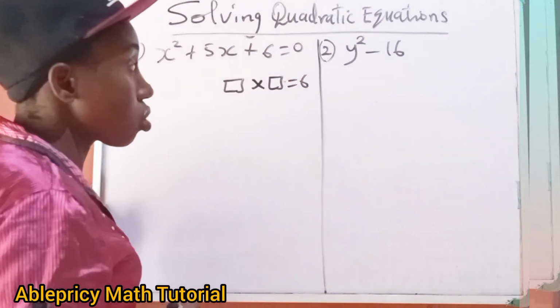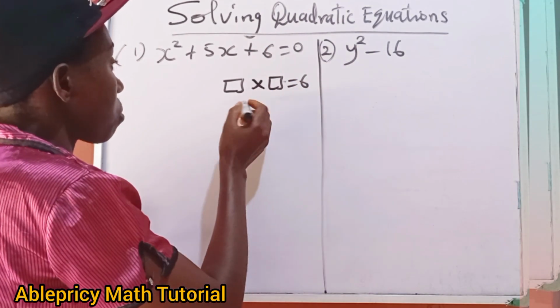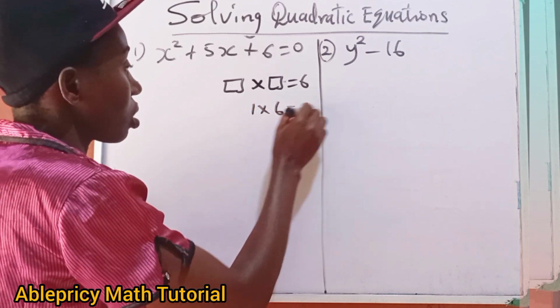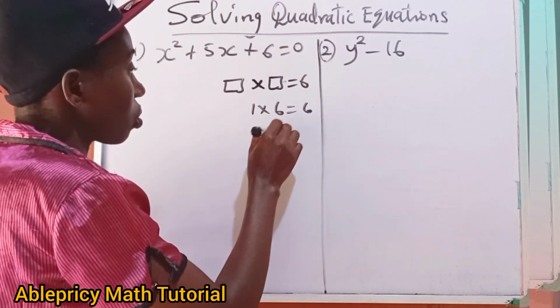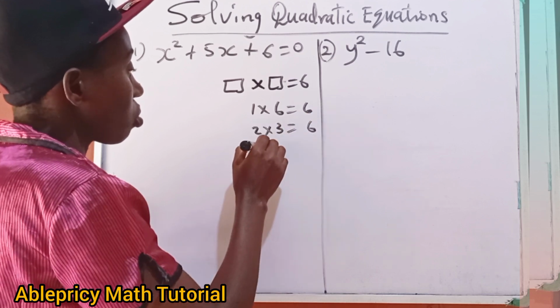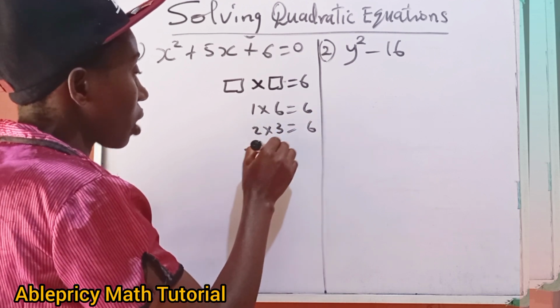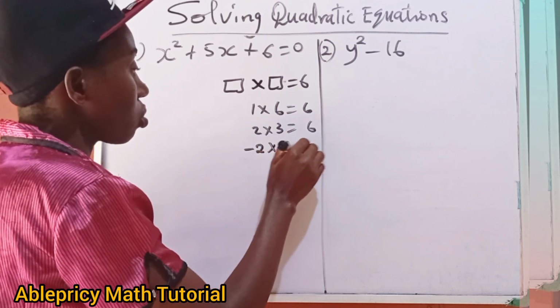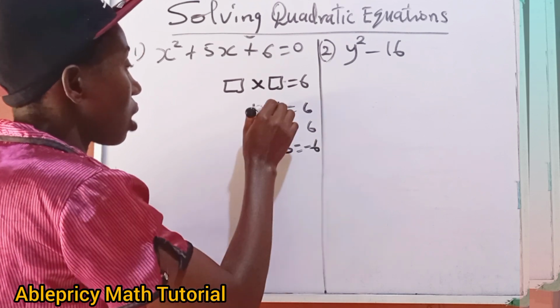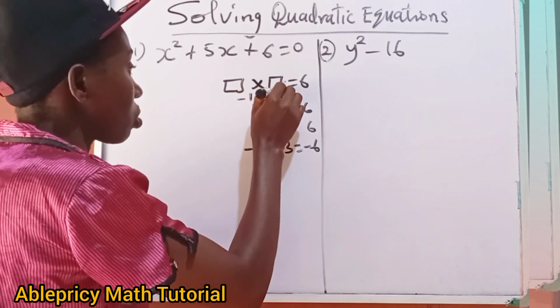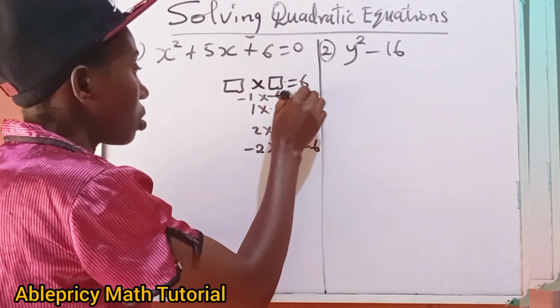We have 1 times 6. 1 times 6 will give us 6. Also 2 times 3 will give us 6. Also the negatives: minus 2 times minus 3 will also give us 6. And minus 1 times minus 6 will also give us positive 6.